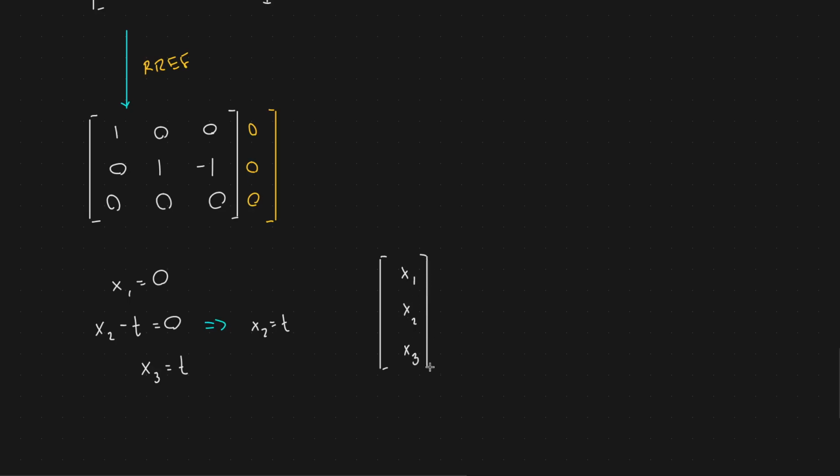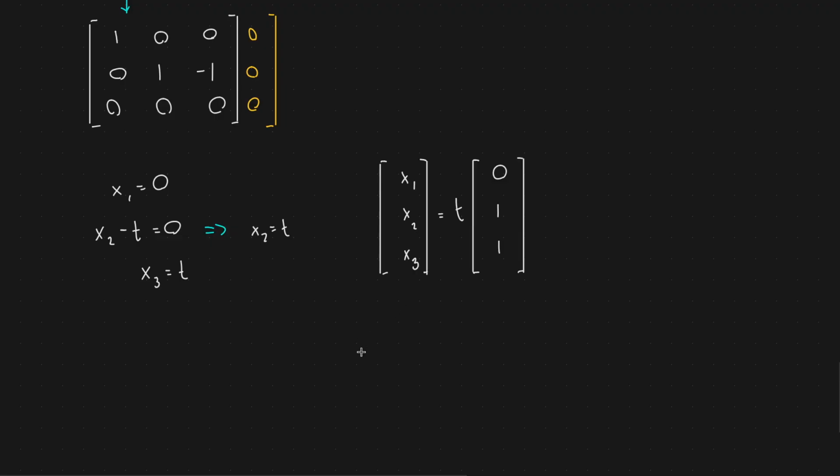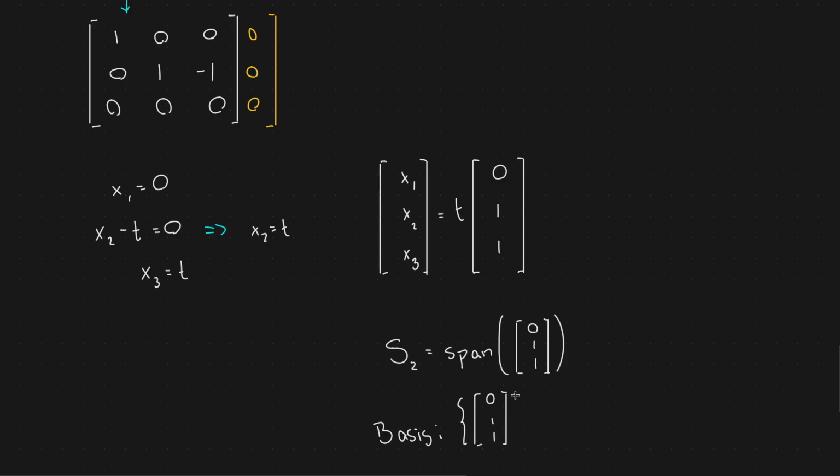And so the general form for eigenvectors associated with lambda equals 2 is some scalar multiple t times (0, 1, 1). And so the 2 eigenspace is the span of that one vector, (0, 1, 1). Which means the basis for this space, since that is clearly linearly independent, is (0, 1, 1). That forms a basis for this eigenspace.